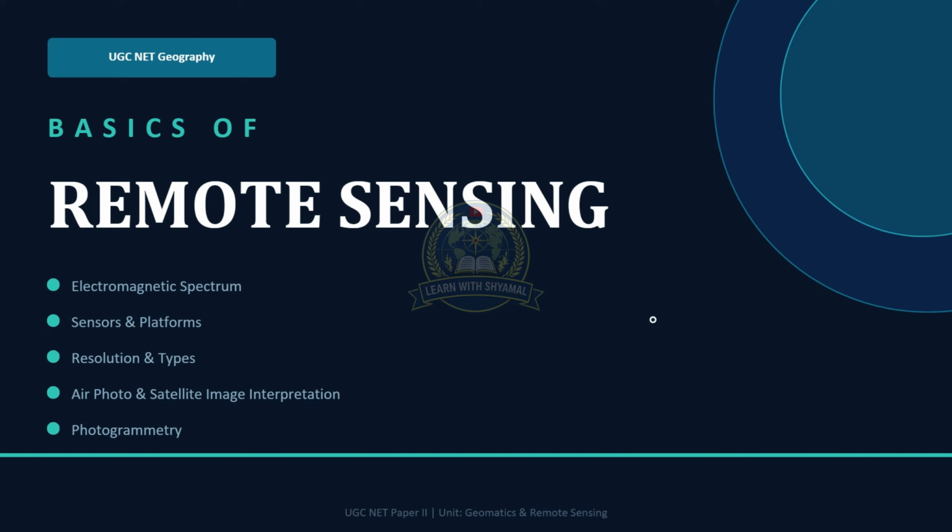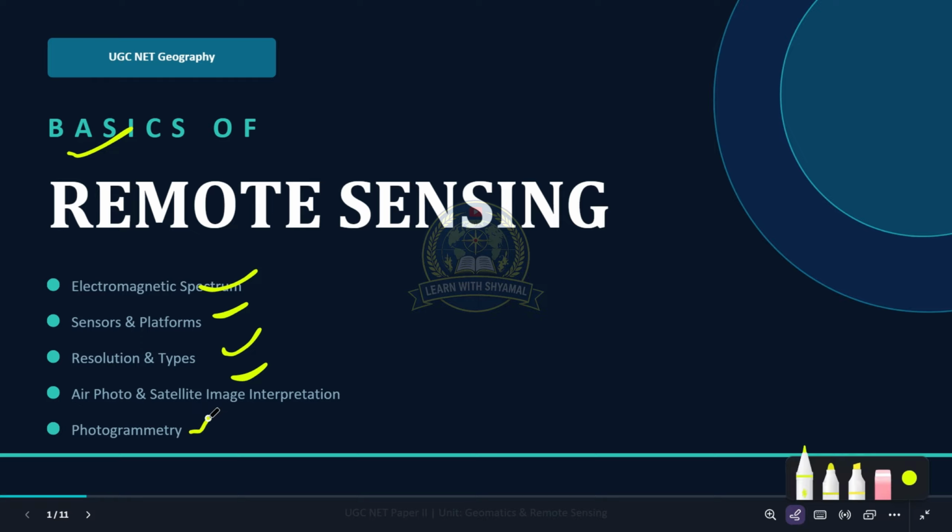In this class we are going to discuss the basics of remote sensing, the electromagnetic spectrum, sensors and platforms, resolution and types, air photo and satellite image interpretation, and photogrammetry.